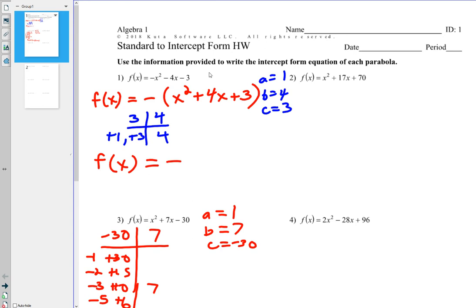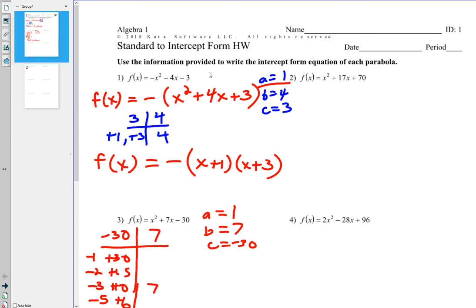And because A became 1, if you look ahead towards number 4, that's not going to really be the case. Well, it actually will be the case, but at least not at the beginning. Whenever A is 1, I can go straight to factored form. My 2 factors were positive 1 and positive 3, so x plus 1 and x plus 3. That is intercept form. Marquise, if I ask you where is this going to cross the x-axis, what would you say? Fantastic. Negative 1 and negative 3.